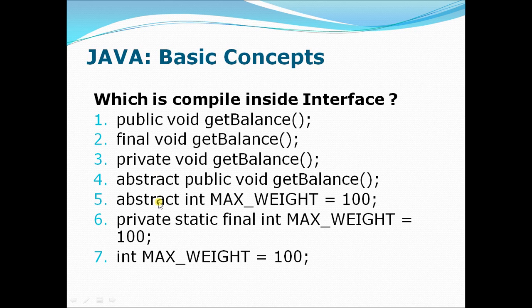Fifth one, abstract int. Tell me, will it compile? No. Why? Because a variable must be public, static, final. But this is not static, it is abstract, so it will not work. Sixth one, no. Why? Private is there. What is the last one? Will it work? Yes, because even if I do not mention it, it is by default public, static, final. So this is the result.